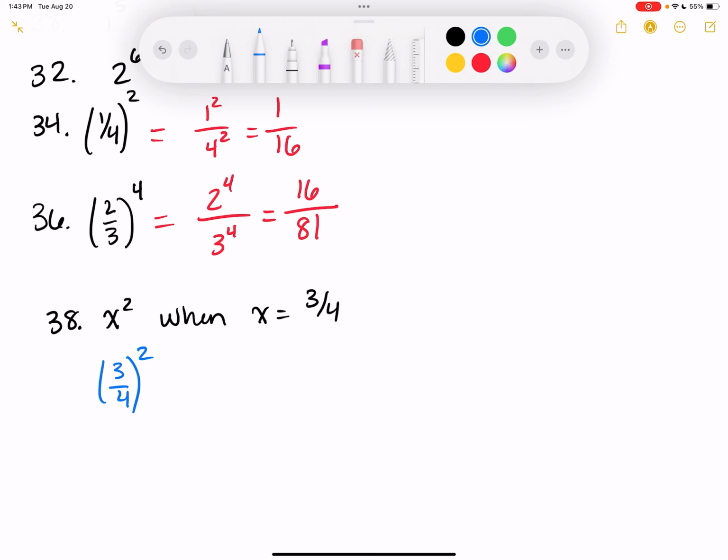So what is this? 9/16. Yep, it's going to be 3 squared over 4 squared, which is 9/16.